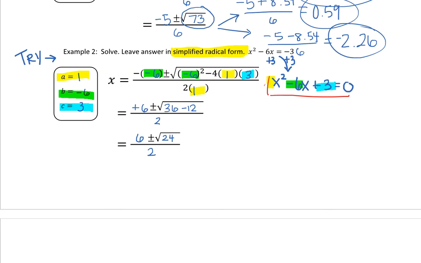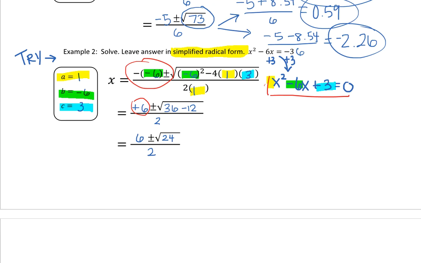So plugging it all in, you get -6 plus or minus the square root of -6 squared minus 4 times 1 times 3, all over 2 times 1. So a -6 is going to turn into a +6. -6 squared is +36 minus 12. So then we get 6 plus or minus the square root of 24, all divided by 2.